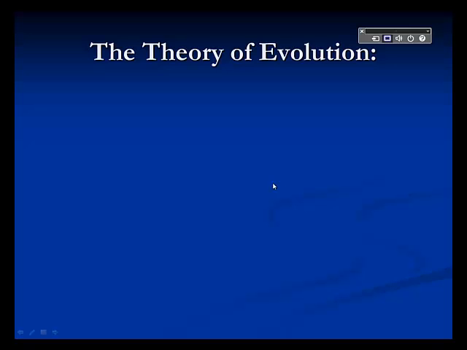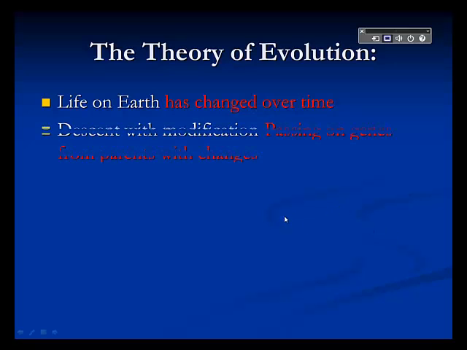All right, so let's start with the theory of evolution. The first component of evolution is that over time, life on Earth has changed. It doesn't stay the same due to various environmental pressures. Environment causes them either to change and adapt, or die out, or move away, really.